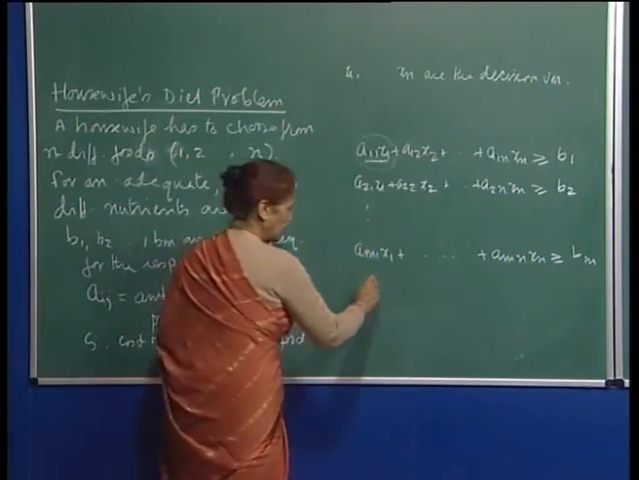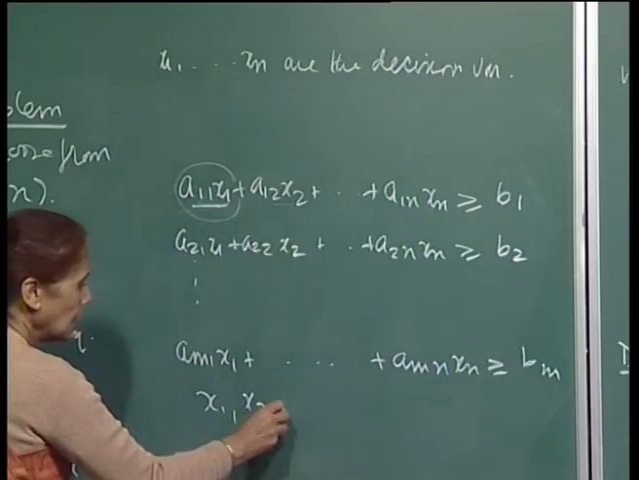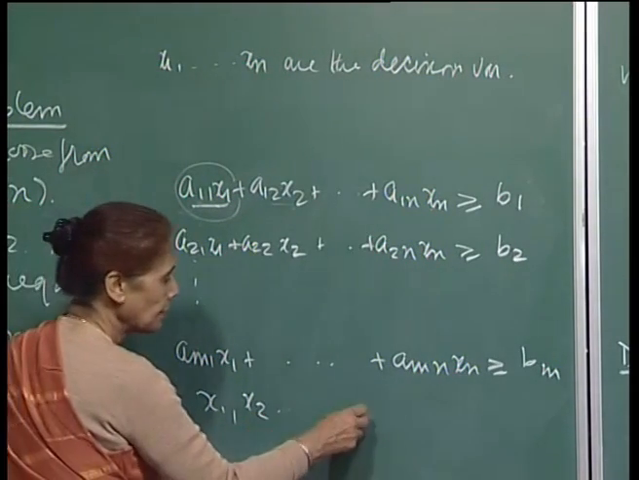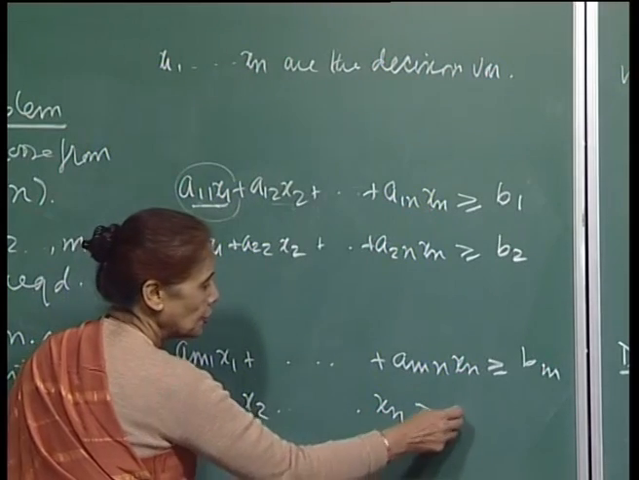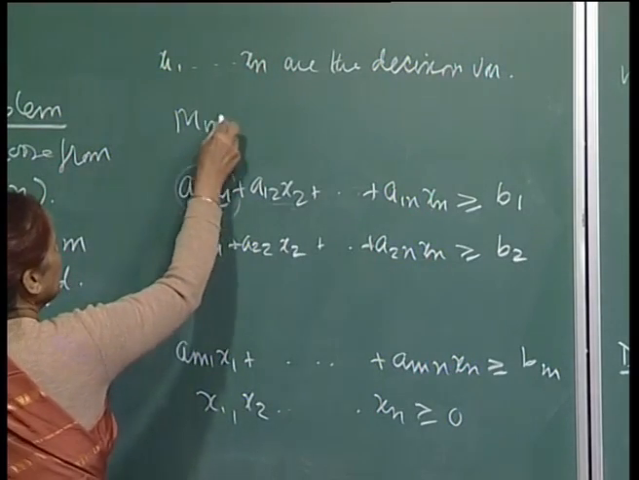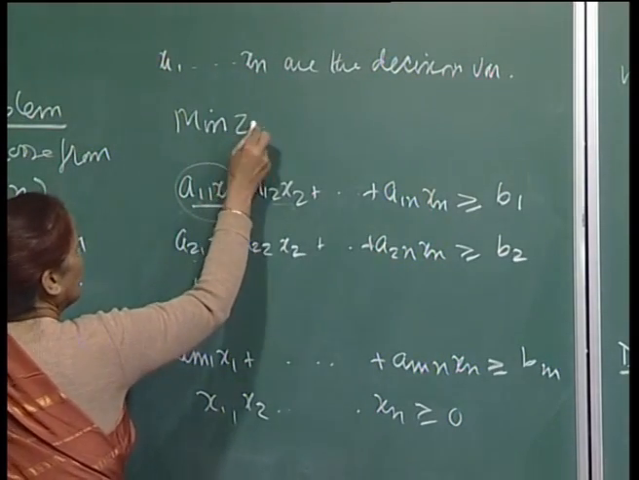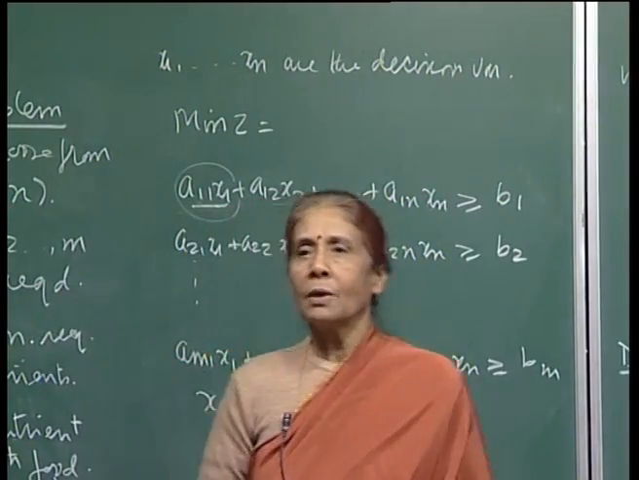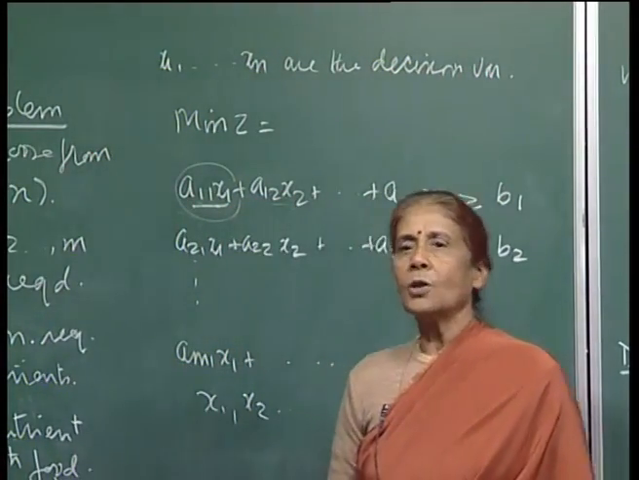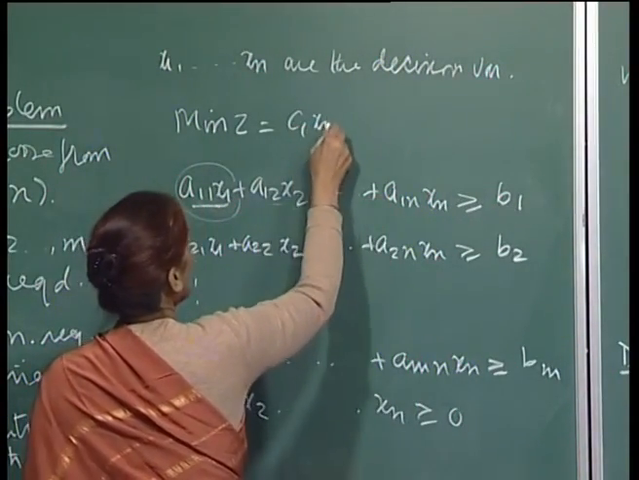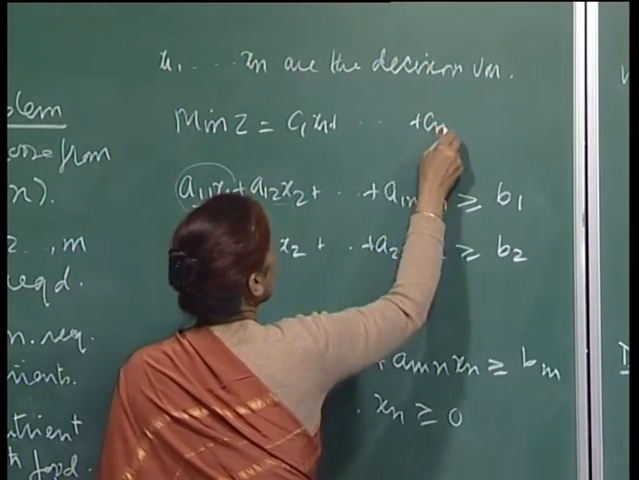And of course, this is very natural, because either you will choose a food or you will not choose it. There is no question of negative amount of food being chosen. So all variables must be non-negative. And obviously a housewife has this problem of wanting to choose a diet which is economical also. It is adequate, but economical. So, minimize z equal to C1 x1 plus Cn xn.